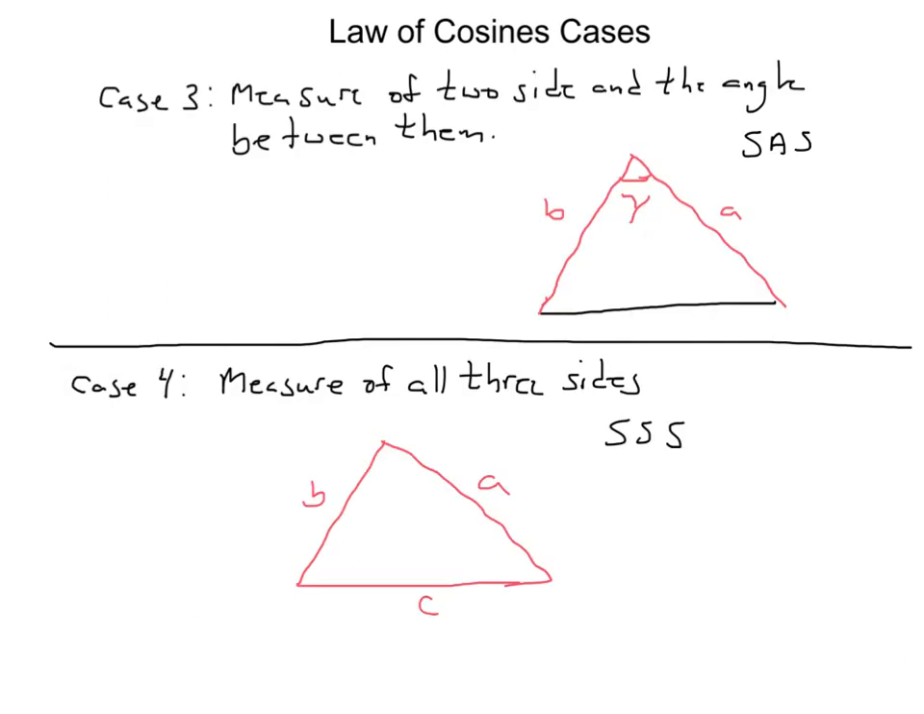Now we get to the law of cosines cases, the two types of problems where we will use the law of cosines. In the first one, case 3, according to the book, we're going to have the measure of 2 sides and the angle between them. So we're going to know 2 sides of the triangle and the measure of the angle between those 2 sides. That would be the side angle side case. And then the fourth one is where we have the measure of all 3 sides. When you have these, this is where you use the law of cosines.